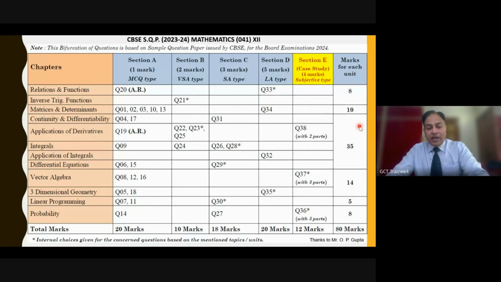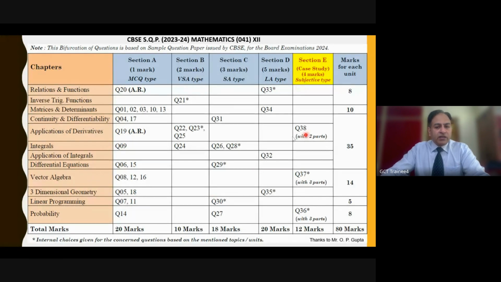And this is by one of my good friends, Mr. O.P. Gupta. He shared this in a lot of groups, so you can check it out again. This is simply a bifurcation of questions based on the CBSE sample paper. So it cannot be followed religiously. Please remember that. Please expect a change in this also.